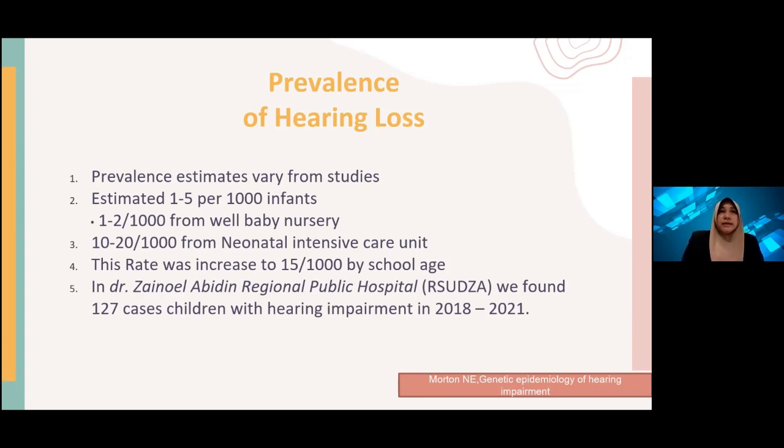This number, however, does not take into account all the children who are affected by long-standing chronic infections, which, though temporary, can have a significant effect on speech and language development if not identified and treated appropriately. At Dr. Zainal Abidin Hospital in Aceh, we found 127 cases of children with hearing impairment between 2018 and 2021.